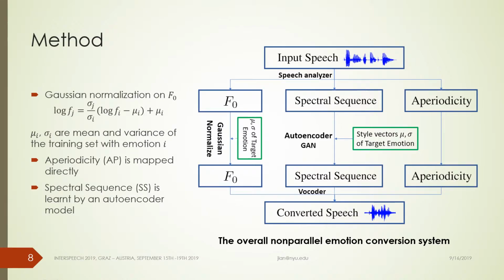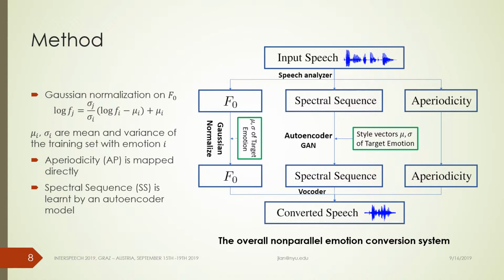Here is the picture of our emotional voice conversion model. It takes input of speech signals and outputs converted speech with different emotions. It is an end-to-end model. The features are extracted and recombined by WORLD vocoder and converted separately. There are 3 different features: fundamental frequency, spectral sequence, and AP.